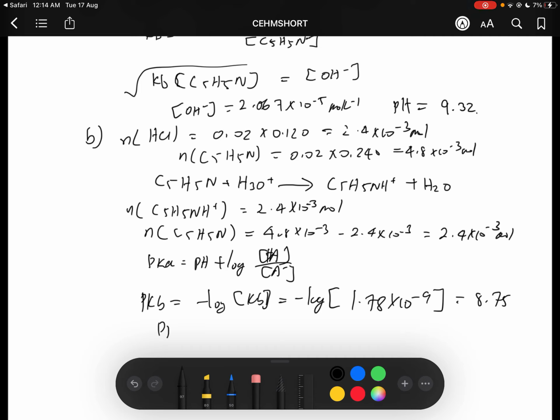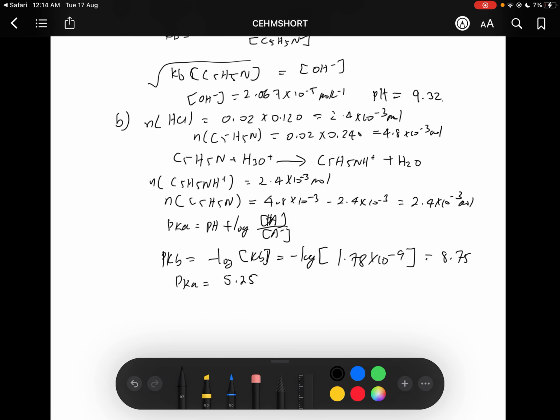So therefore, pKa is equal to 14 minus that, since pKb plus pKa is equal to 14. So pKa is equal to 14 minus the answer, which is 5.25. So therefore, the pKa is 5.25.